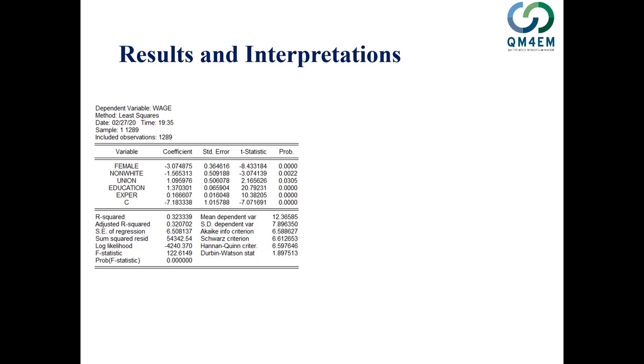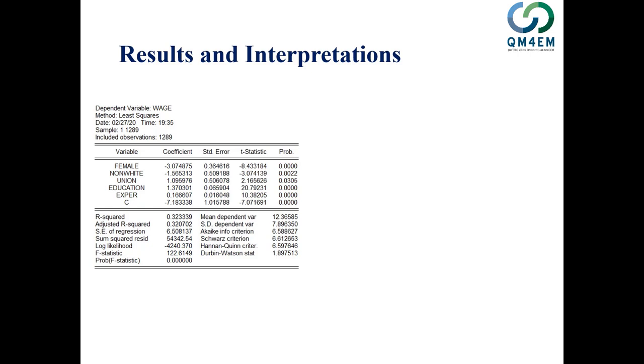Then we say that education is measured in number of years and wage is measured in dollars. So we say a 1 year increase in education brings a $1.37 increase in wage on average, keeping gender, non-white, union, and all these constant. That is the full interpretation for the quantitative variable. Similarly, for experience, a 1 year increase in experience would increase the wage by $0.16 per hour. So that was what we have learned.